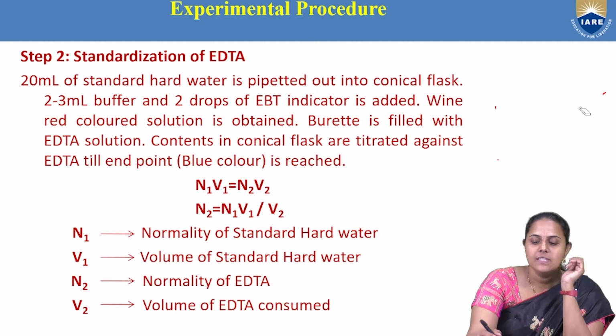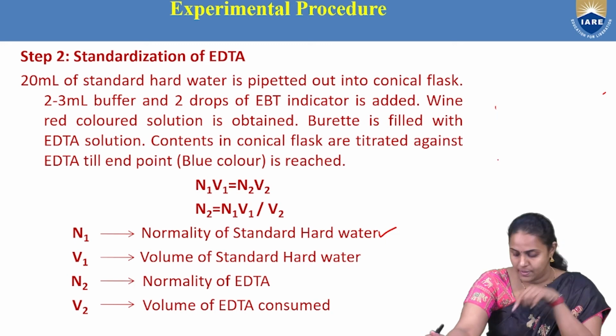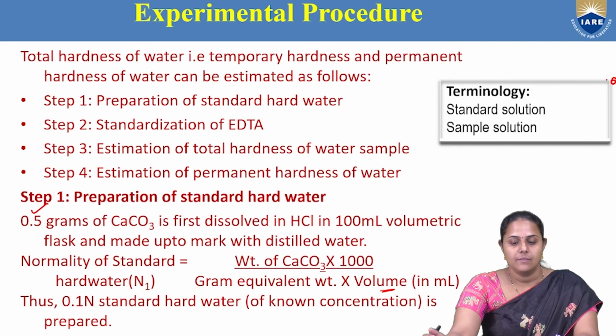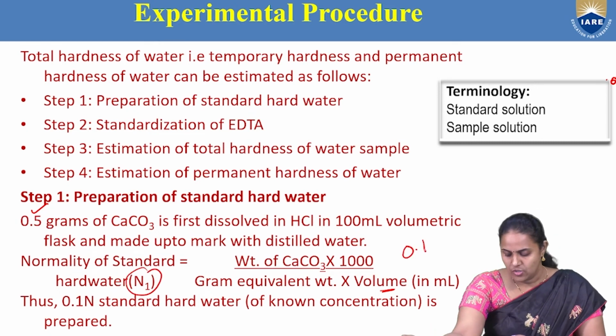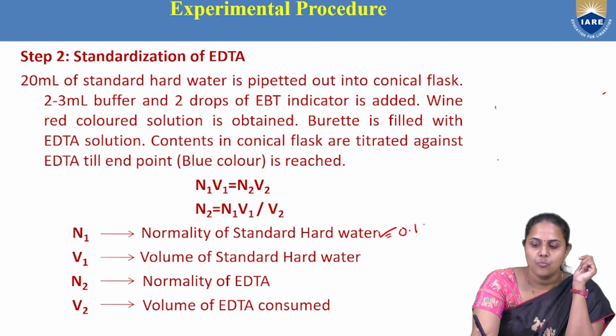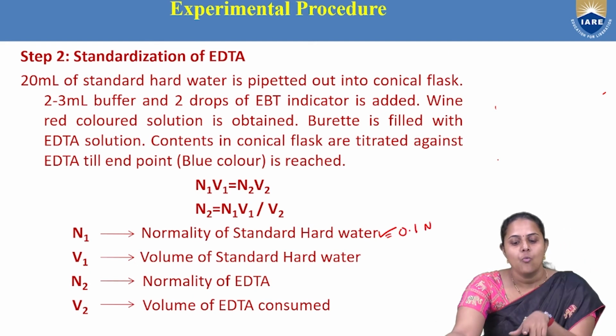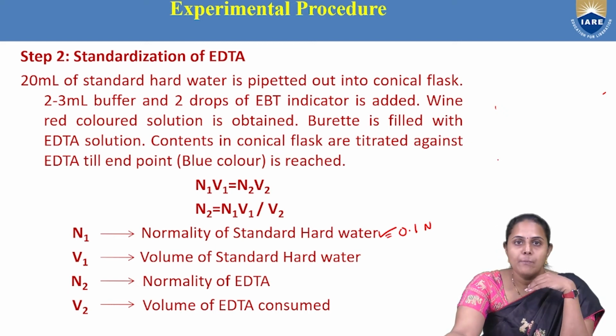Here N1 means normality of standard hard water. Now we know the concentration of what we have prepared, no? This one. This value we already know, it is 0.1. So the same value we will substitute here. This is equal to 0.1 normal. Volume of standard hard water: how much volume have we taken? 20 ml we have pipetted out.